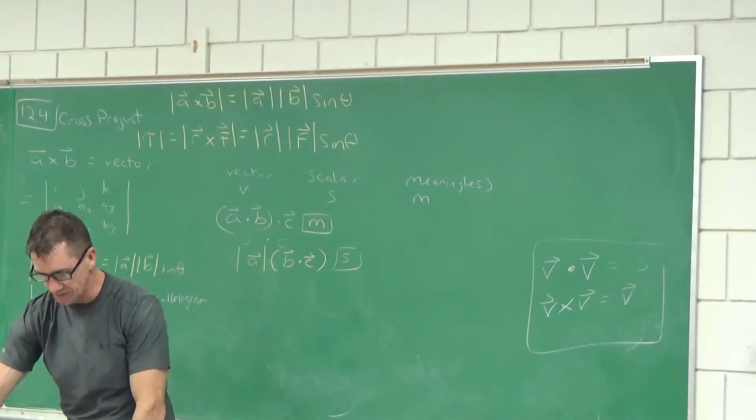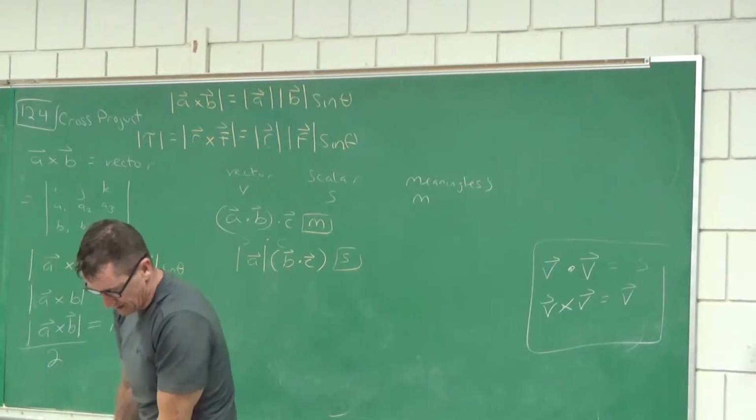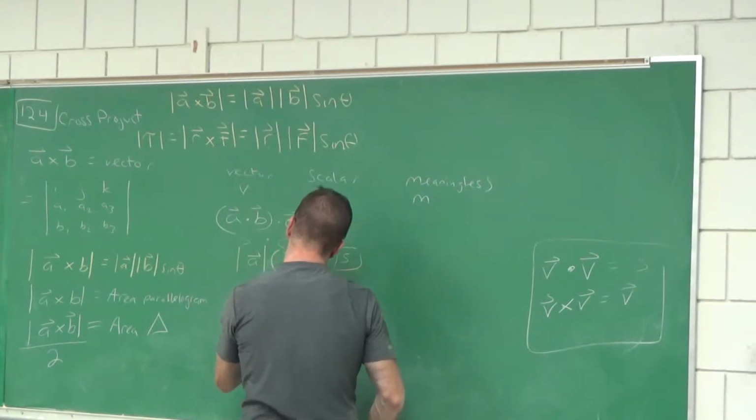Those were a couple from 12.3. Let's get a handful from 12.4. This is number 13. They've got A dot B cross.